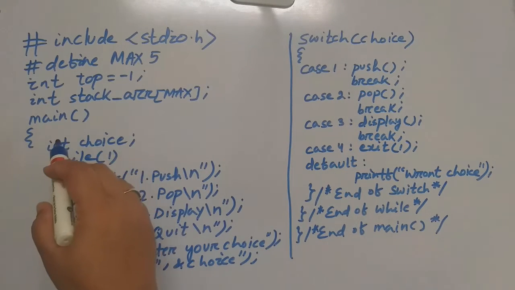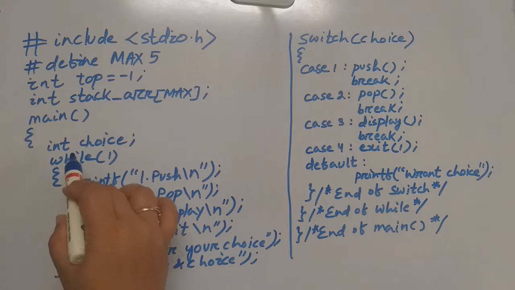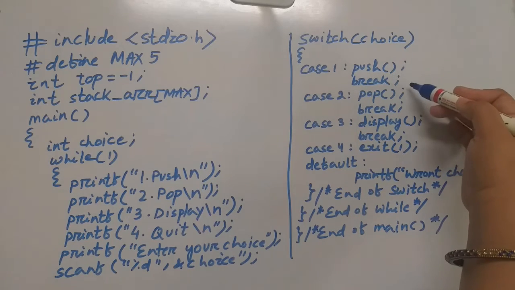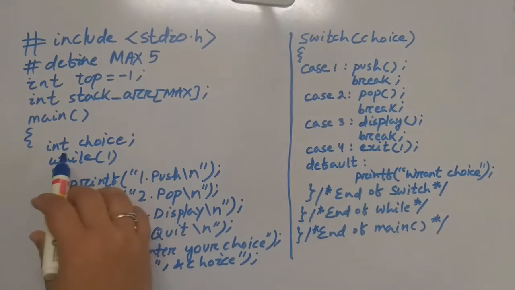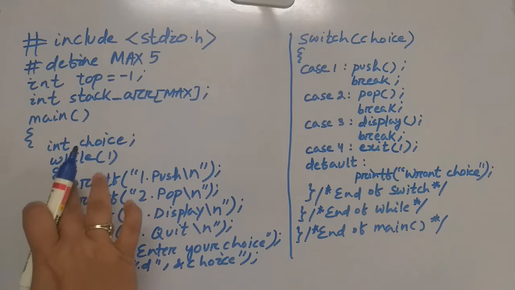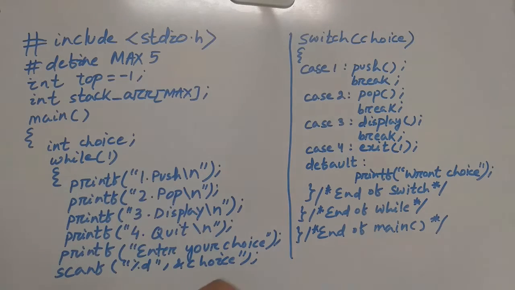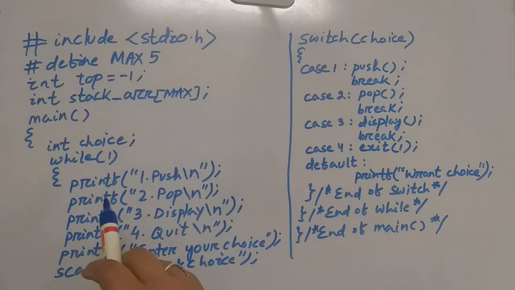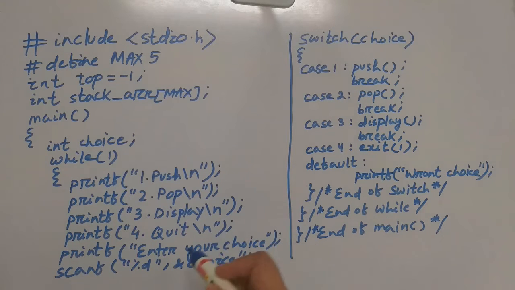Then we go to the main section. Within the main section, we take one choice variable for which operation we execute: push, pop, display, or exit. Then we take one while loop, and we pass true to the while loop. Within the printf I have written push, pop, display, quit and enter your choice. So 1 is for push, 2 is for pop, 3 is display, 4 is quit, and then enter your choice.